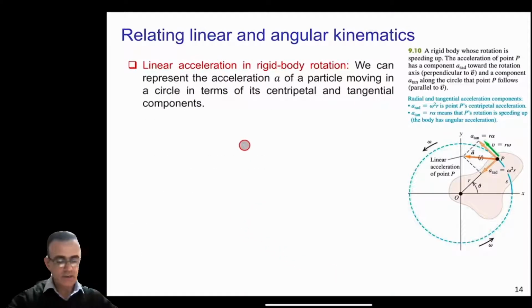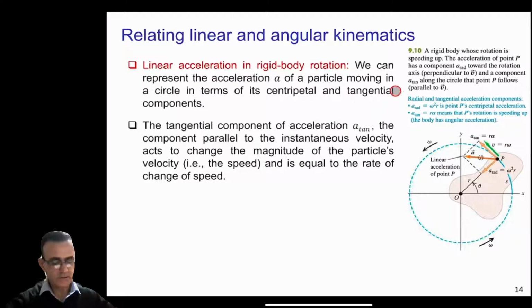Okay, now similarly for the acceleration: linear acceleration in rigid body rotation. We can represent the acceleration a of a particle moving in a circle in terms of its centripetal and tangential components. As you can see, the acceleration of this particle P can be represented as two components: one in the tangential direction and one in the radial direction. The radial component is the centripetal component, and the tangential component is in the direction of the velocity.